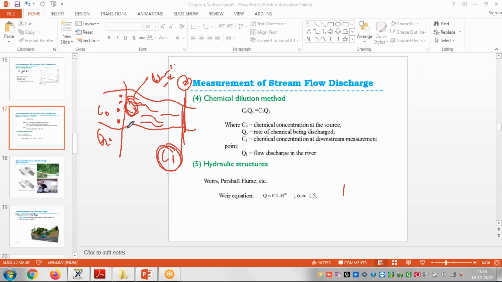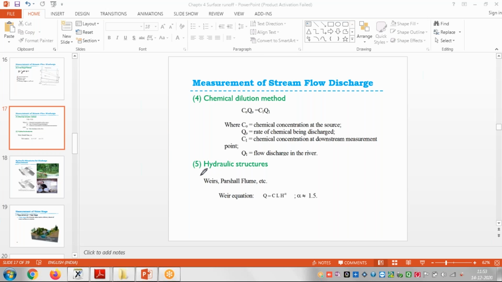C1. So they measure the discharge: here the concentration is C0 and the discharge is Q0, and here it is Q1. It is assumed that the discharge multiplied by this concentration will be equal to the discharge at section 2 multiplied by the concentration collected at section 2, that is C1 into Q1. This chemical dilution method is used generally. Nowadays this is not used much, but it is one of the methods.